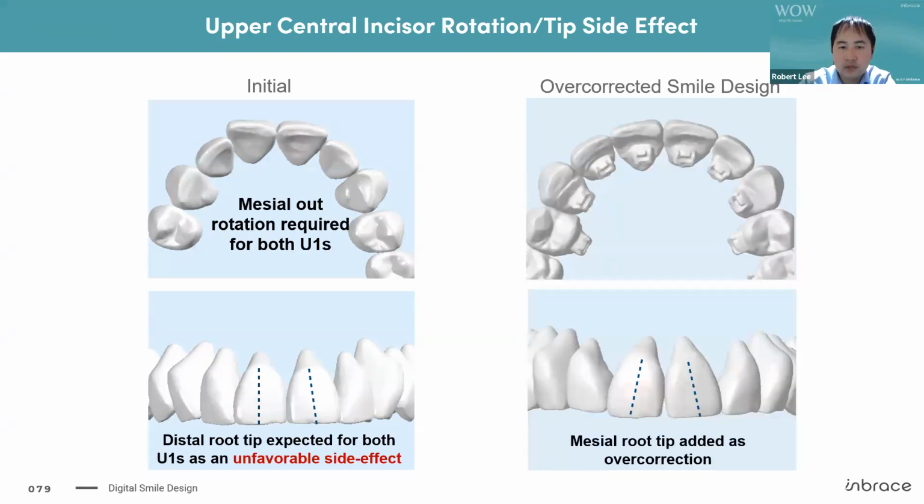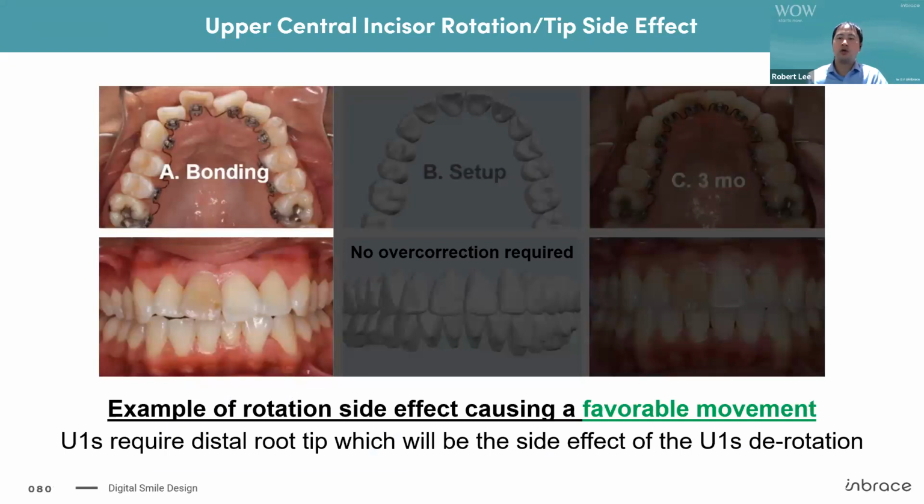So what you should have done in this case is we should have added some mesial root tip overcorrection. So if you add the mesial root tip overcorrection, that counteracts the distal root tip side effect, and you end up roughly in the ideal place. So this unfavorable, it's not always unfavorable. Actually, many times it's favorable.